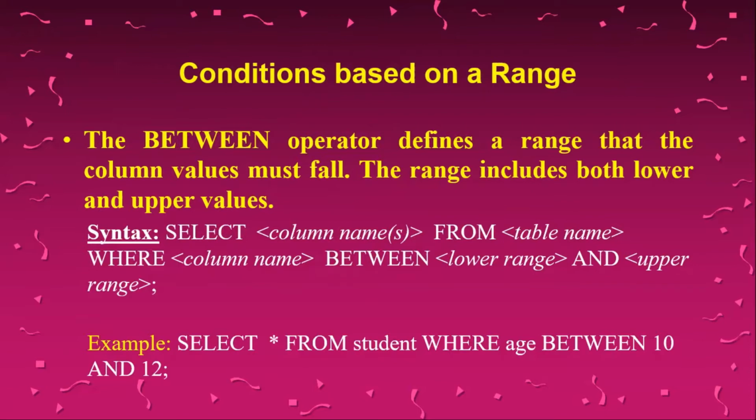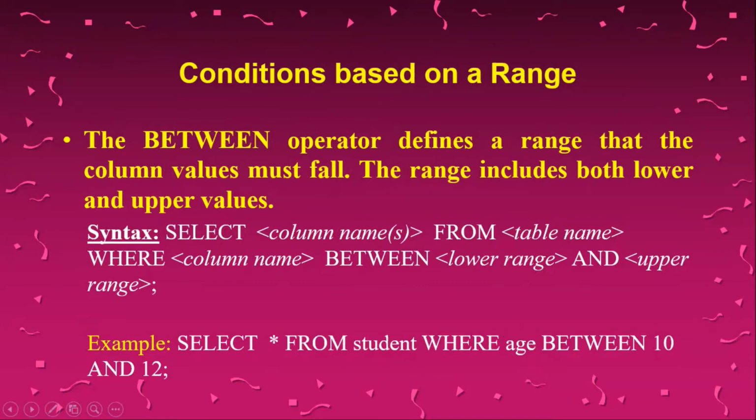So how will we use the BETWEEN operator? What is the syntax? SELECT column names FROM table name WHERE column name BETWEEN lower range AND upper range. Suppose I just want to display the details of students whose age is between 10 and 12. How will I write it? SELECT * FROM student WHERE age BETWEEN 10 AND 12.